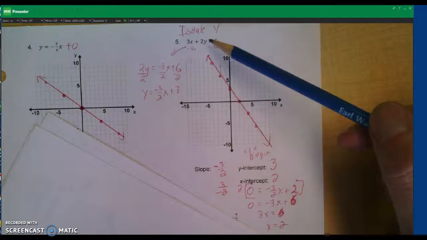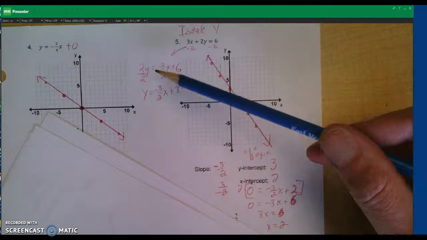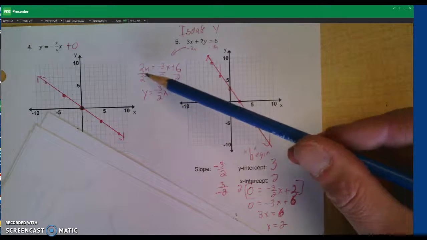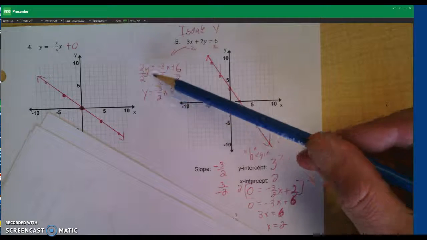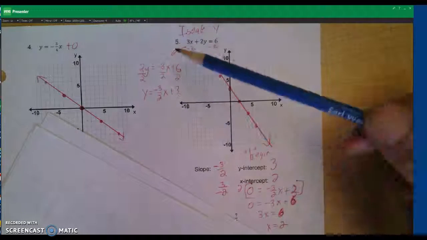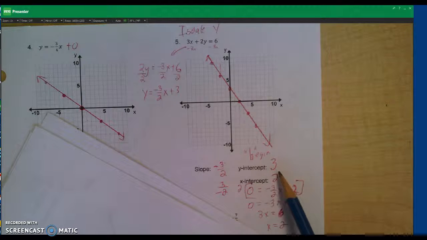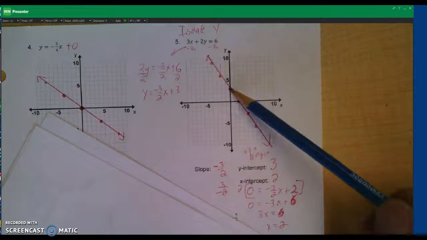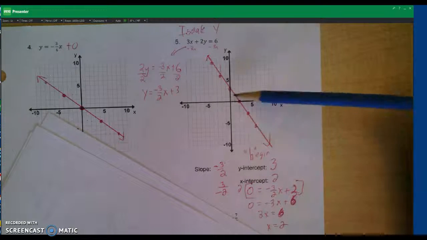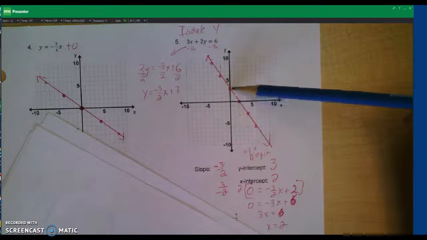I did. I subtracted 3x, and then divided everything by 2. So your slope is negative 3 over 2, and your y-intercept is 3, and that's right here. Where do you begin the graph? Up here at 3, and then you go down 3, right 2, down 3, right 2, and repeat it. Or instead of down and right, you go up and left.